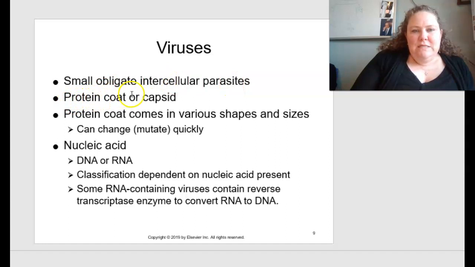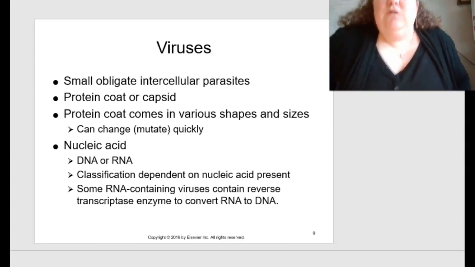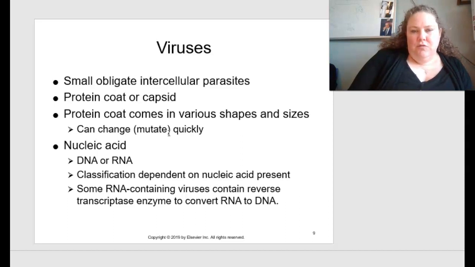They also have a protein coat, or a capsid, around them, which makes them very resilient. The protein coat comes in various shapes and sizes, and again, it can mutate or change very quickly and adapt. We're 1 year into COVID, and we already have at least 3 known variants, but it might be up to 5 now. And unfortunately, the variants are becoming even more dangerous than the original COVID-19 was.